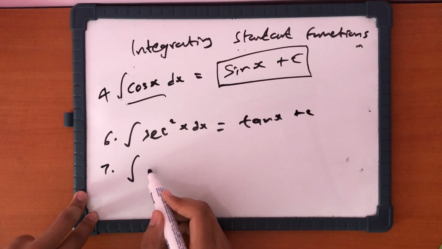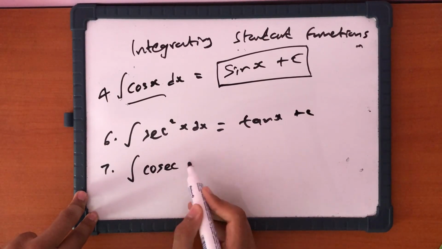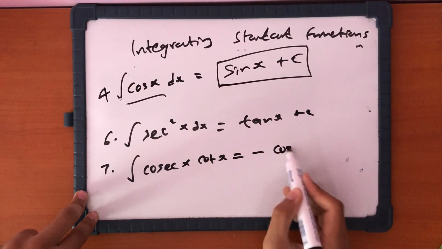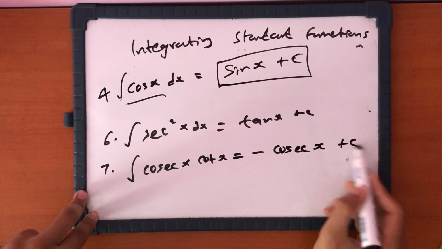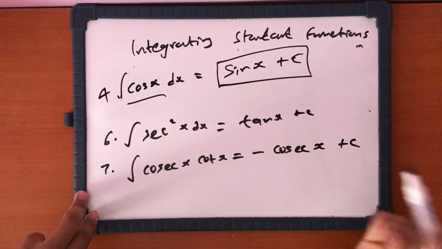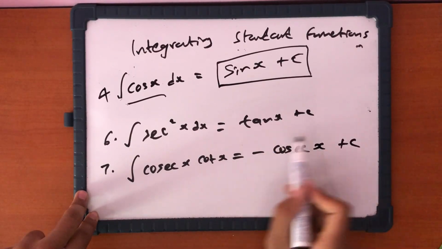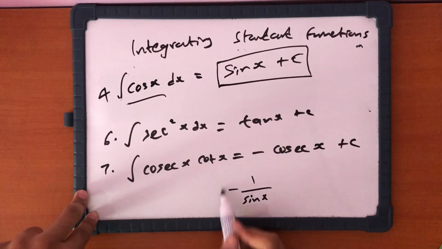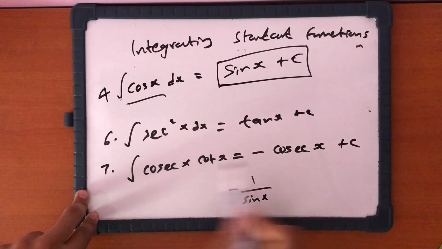The integral of cosec x cot x is negative cosec x plus c. Now this, you can ensure is true by yourself. Try differentiating negative cosec of x, which is just negative 1 over sine x. Use the quotient rule to differentiate this. You will get this, and so you will know that this is true.